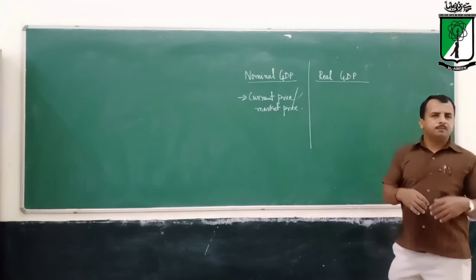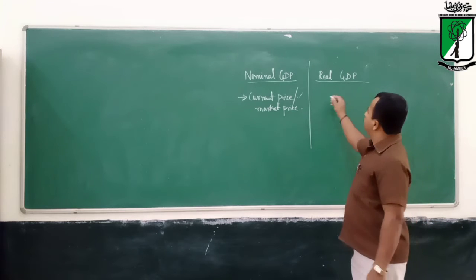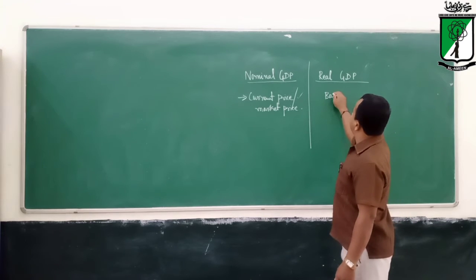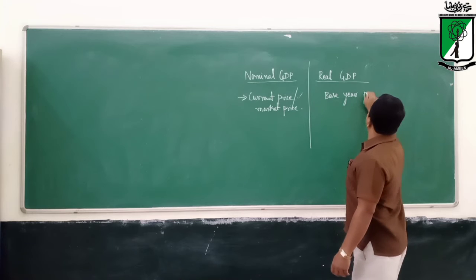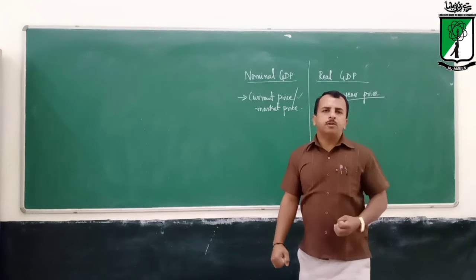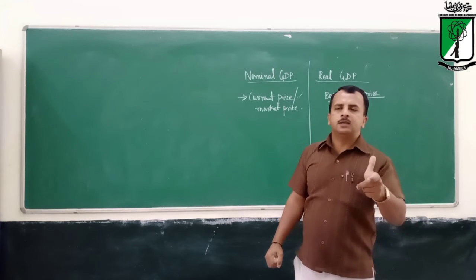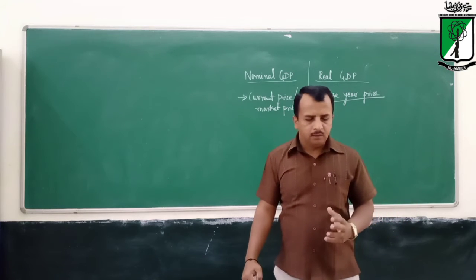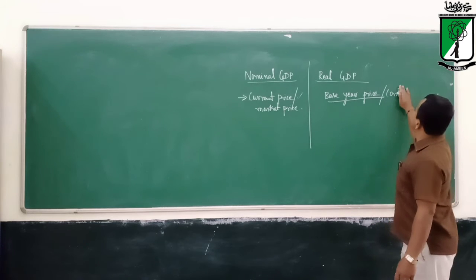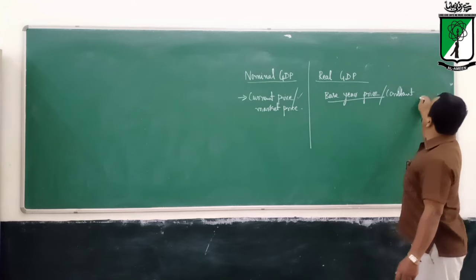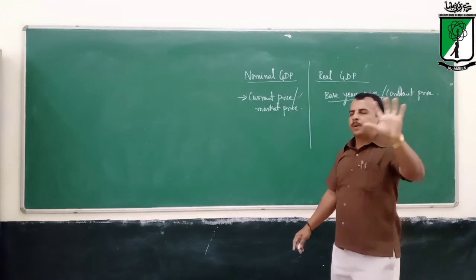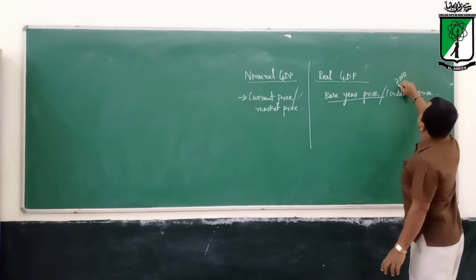Whereas for real GDP, we consider some base price. Based on the base year price, national income will be measured. So what exactly is base year price? Here we mainly need to decide which are the constant prices. Constant means some year will be assumed as a base year. Constant price means a particular year's price, for example 2010 prices.